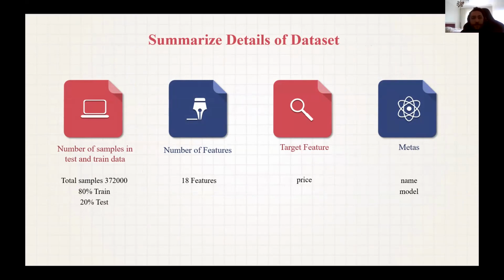For our dataset details, we have 372,000 samples in total. We decided to use 80% of them as training data and 20% as testing data. We have 18 features and two metadata, which are named models. Also, since we are going to predict the price, our target feature will be price.